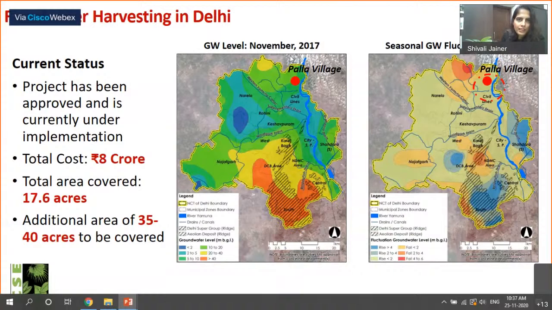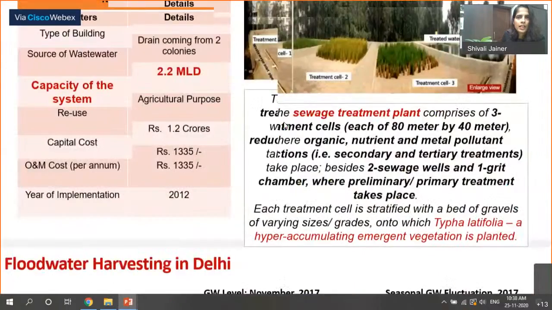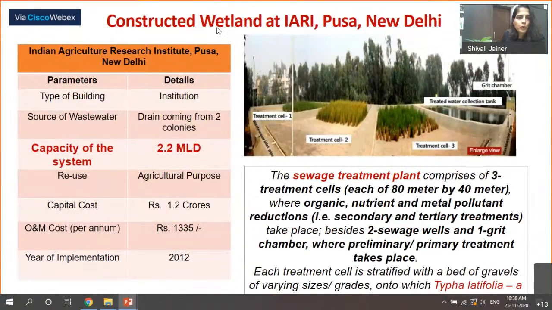So this is the Yamuna, and this is that area, Palla village, the northern part of Yamuna. I'll just quickly move because all these details you'll find. So this is one of the campuses at Pusa. It's an agricultural campus already. So here there are two colonies near the institute.